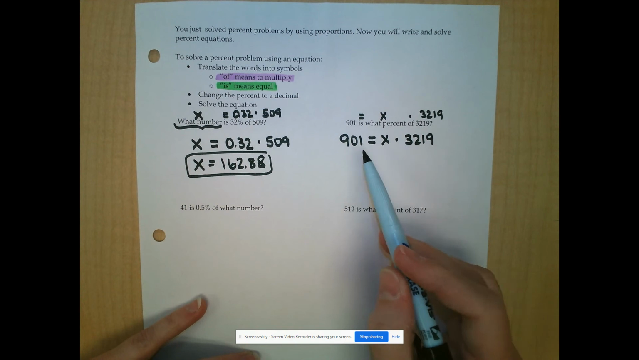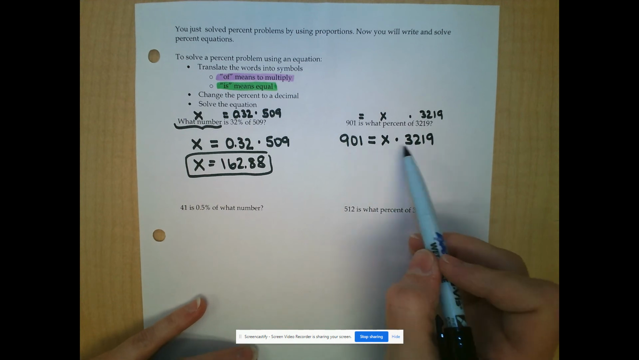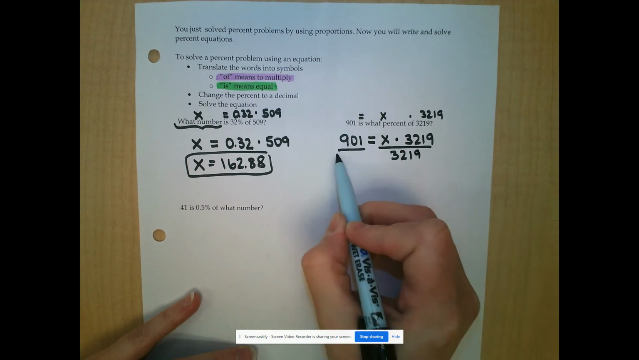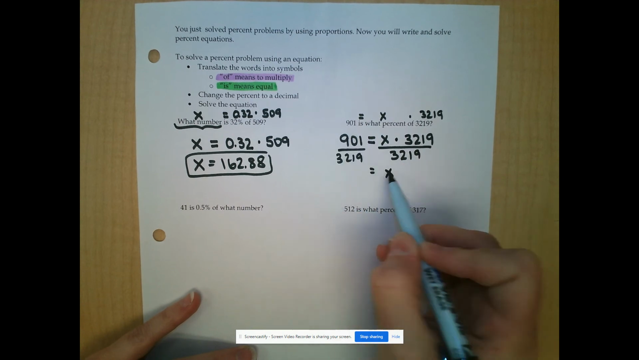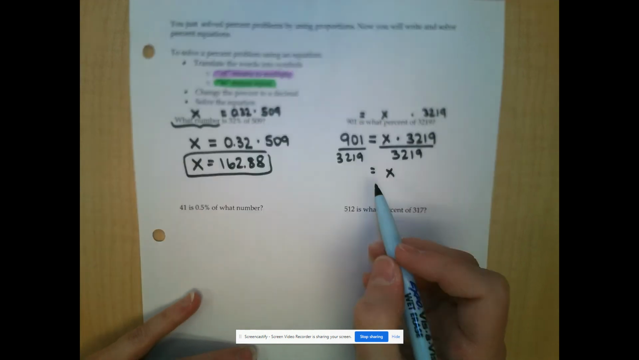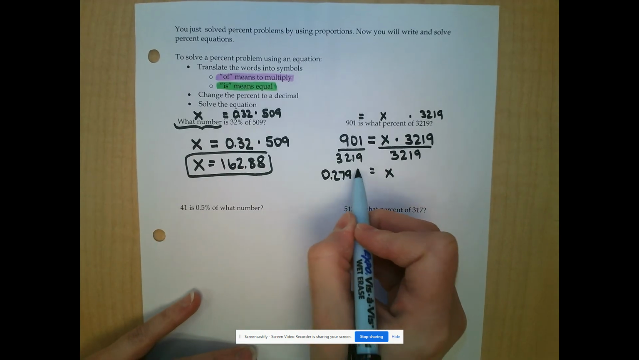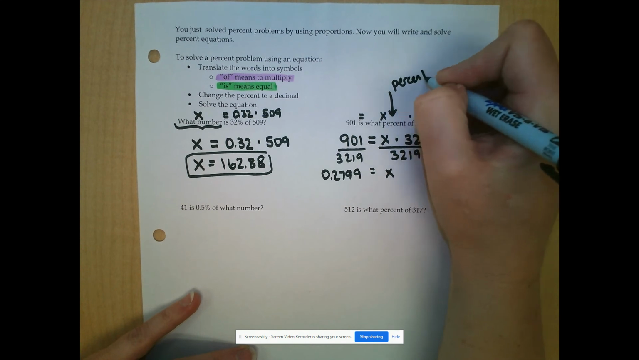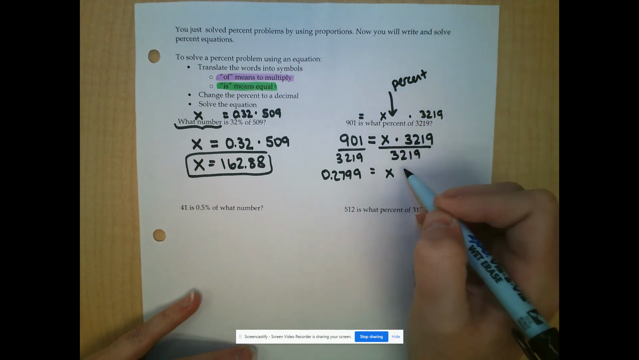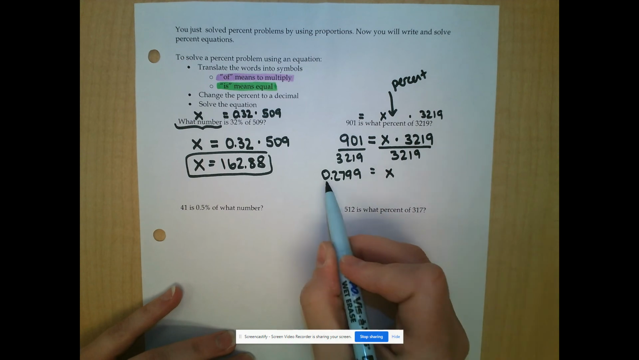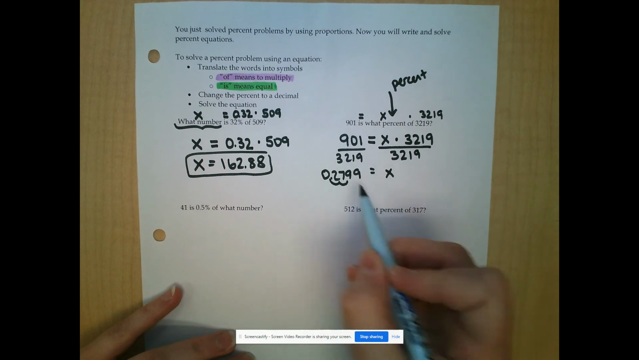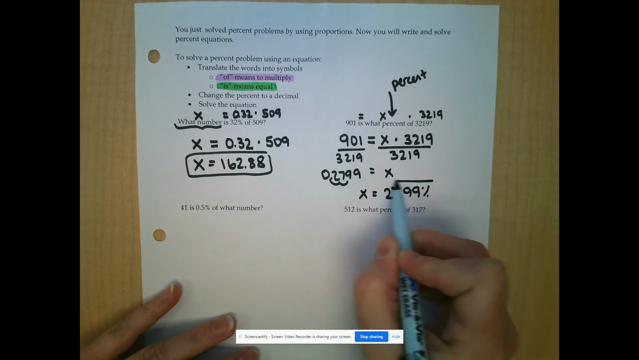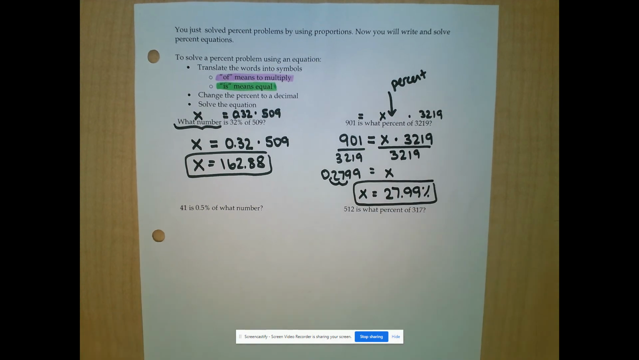So you'll notice this time the numbers aren't on the same side. So over here on the right is multiplication. I'm going to divide both sides by 3,219. And I'm going to get a decimal, which should not surprise me. I get the decimal 0.2799. And the reason it doesn't surprise me is that the missing thing was a percent. And remember, our percent, when we do this equation, is in decimal form. So if x equals 0.2799, when I want it in percent form, I would say x equals 27.99%, and I'd have to move that decimal point back into its proper location.